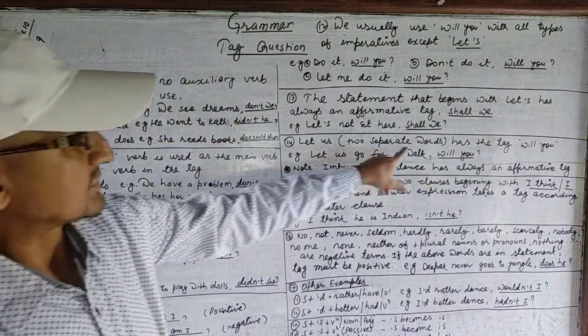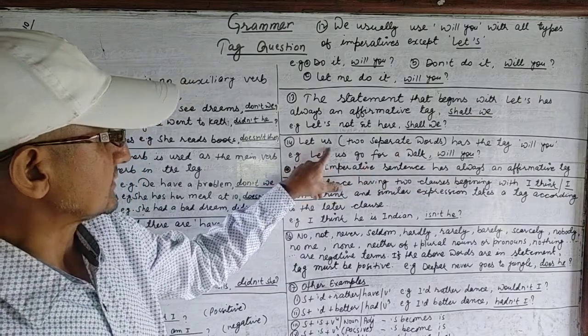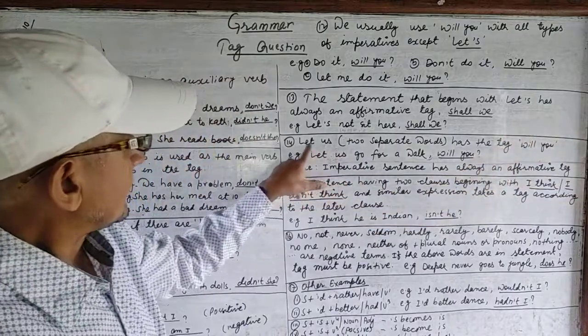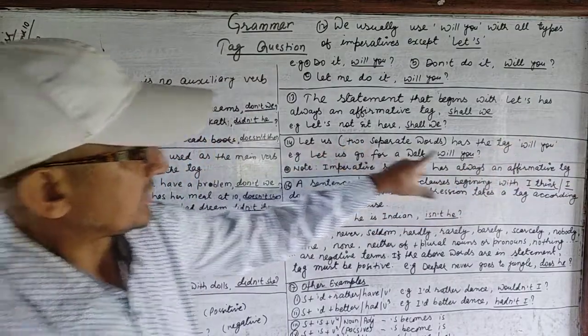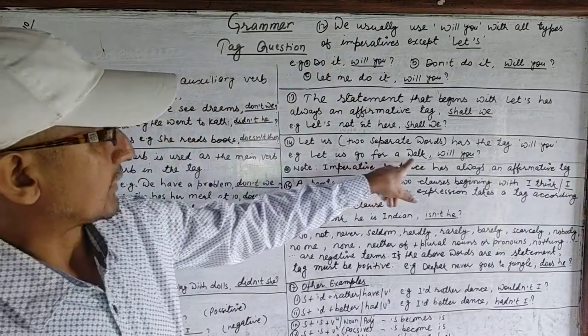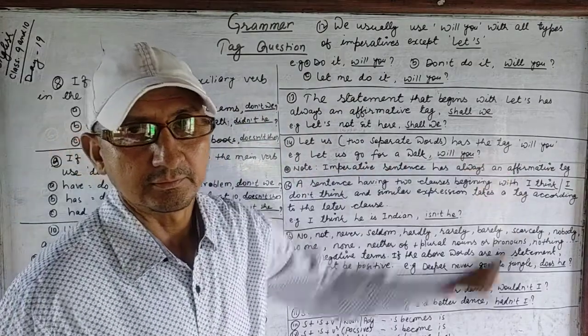"Let us", two separate words, let plus us, has the tag "will you". If there is "let us", two separate words, we use "will you" as a tag. Let us go for a walk, will you?